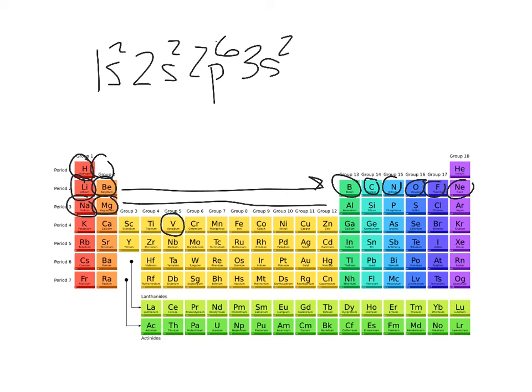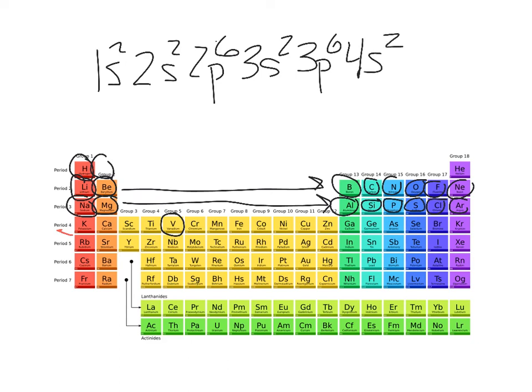Nowhere to go, so go across. 3p, so we're still in the 3rd energy level. 1, 2, 3, 4, 5, 6. 6 electrons there. Now we're at energy level number 4. So we're at 4s2.